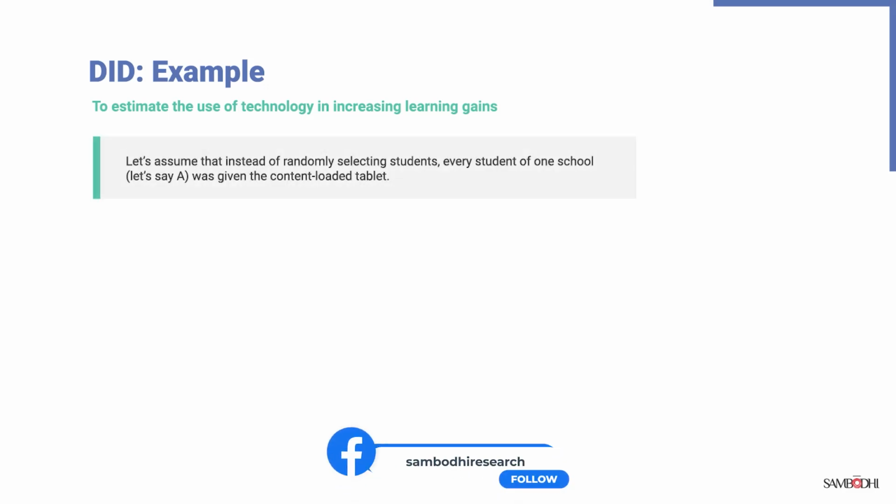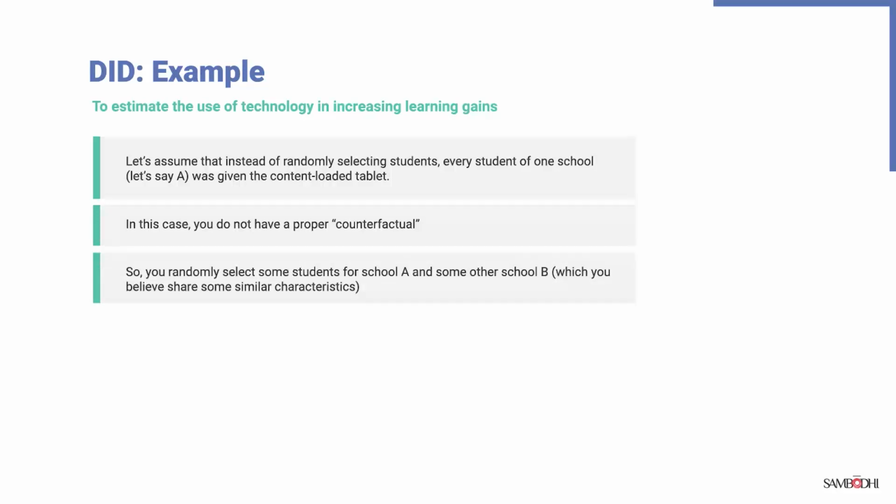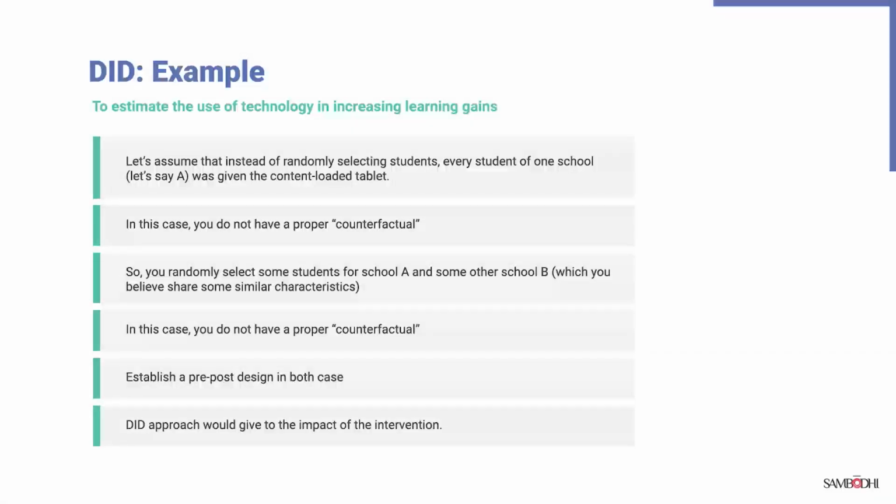First, let's assume that instead of randomly selecting students, every student of one school, let's say A, was given the content-loaded tablet. In this case, you do not have a proper counterfactual. Therefore, you randomly select some students from school A and some from another school B, which you believe shares some similar characteristics. Now we need to establish a pre-post design in both cases.